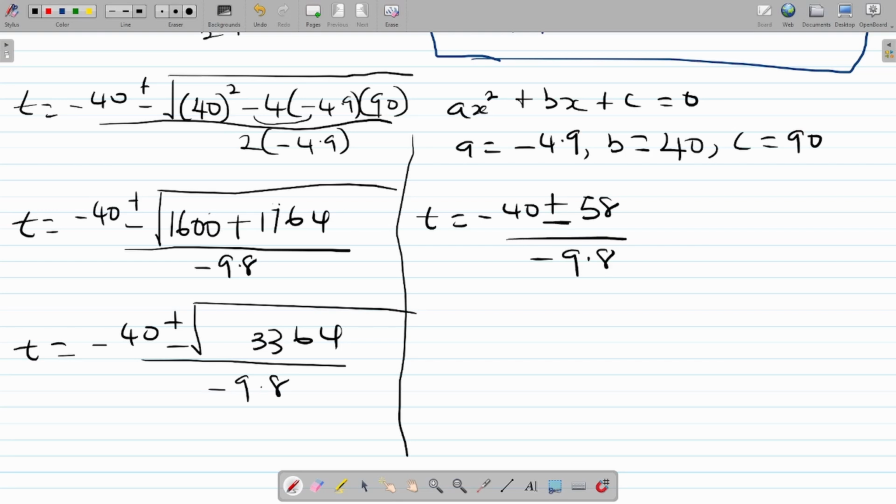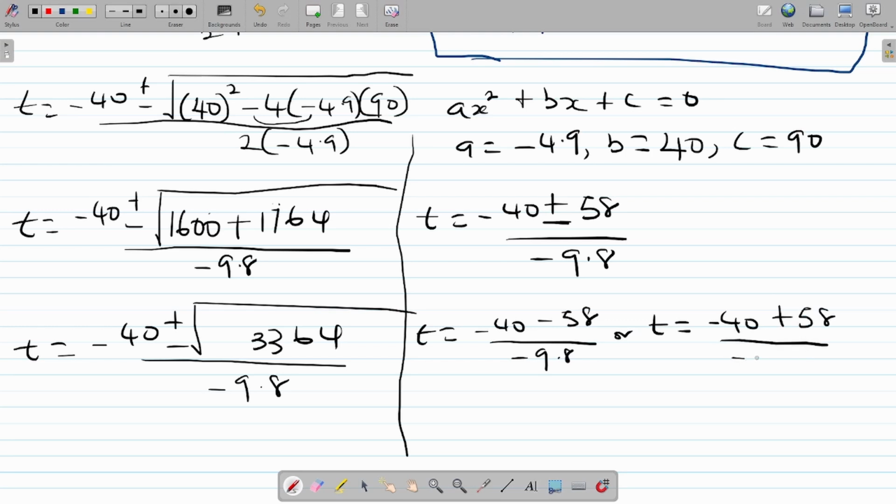So this plus or minus here indicates two solutions. So we are going to split this into two. So we say t is equal to negative 40 minus 58 all over negative 9.8, or t is equal to negative 40 plus 58 all over negative 9.8. One will be a plus, one will be a minus. This is a minus, and this is a plus. So let's check it out.